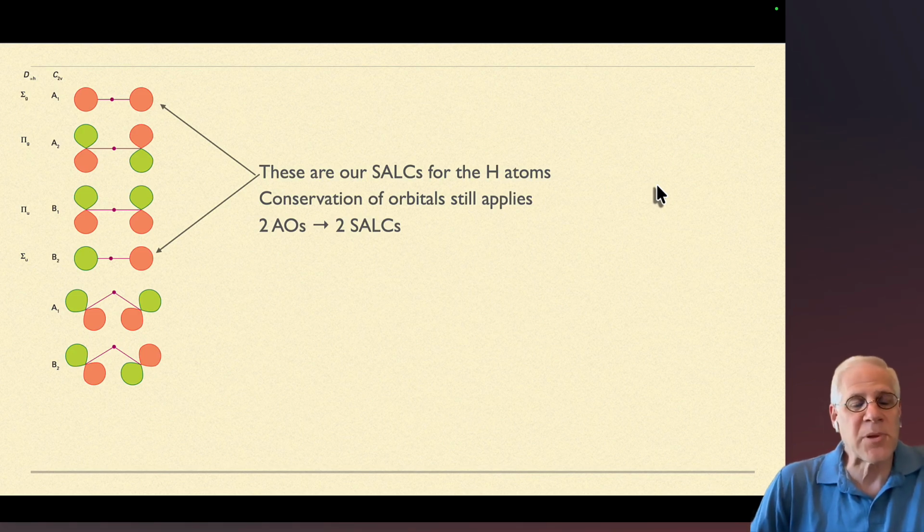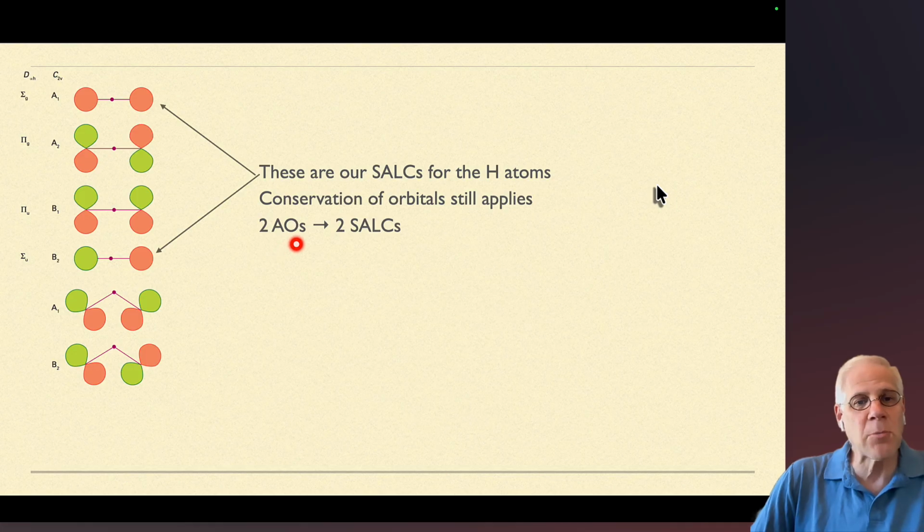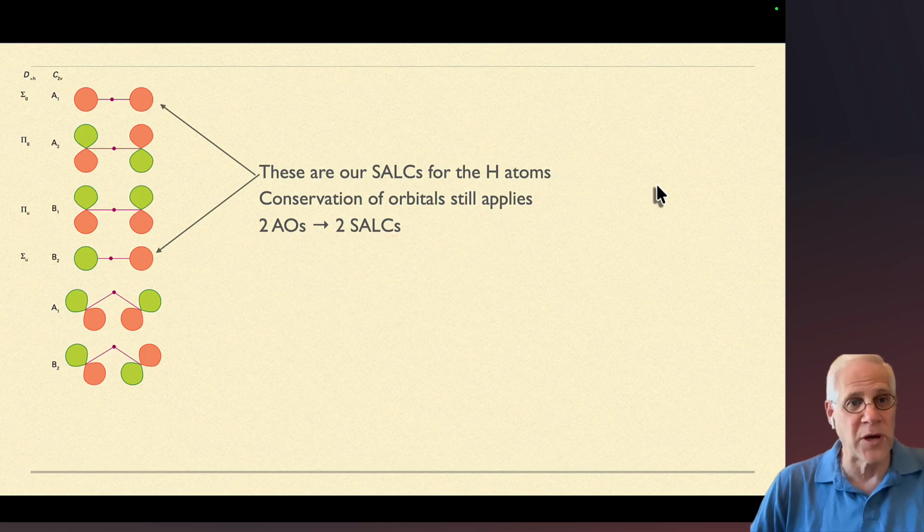Conservation of orbitals still applies, just like we've always had in molecular orbital theory. If I'm bringing in 2 atomic orbitals, I have to have 2 SALCs, because these also represent orbitals and orbital arrangements. So if I bring in 2 orbitals, I can only have 2 orbital arrangements.